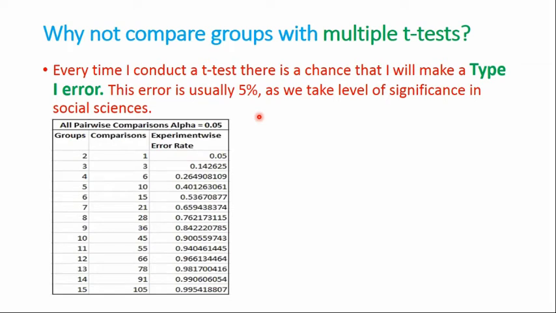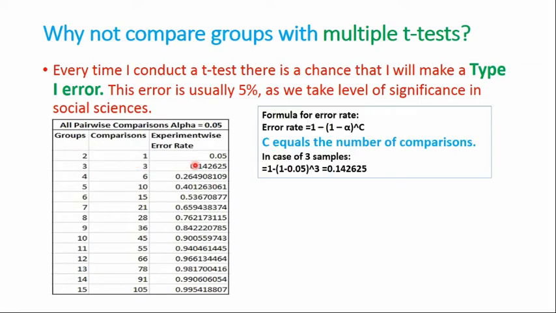If I perform one test, then the error rate is 0.05. Two groups, one comparison, the error rate is 0.05. If there are three groups, I have to perform three comparisons. In that case, the type 1 error rate will be 0.14265. The formula of error rate is 1 minus alpha raised to power c.